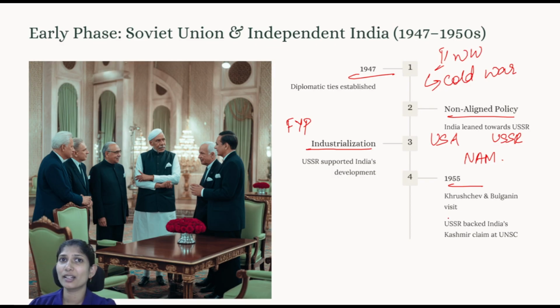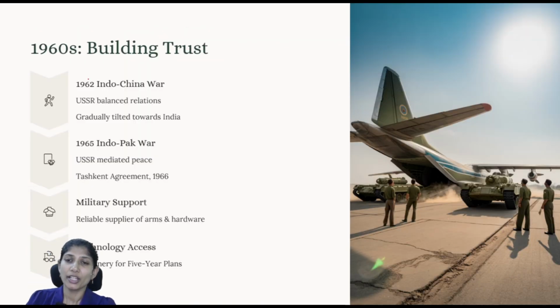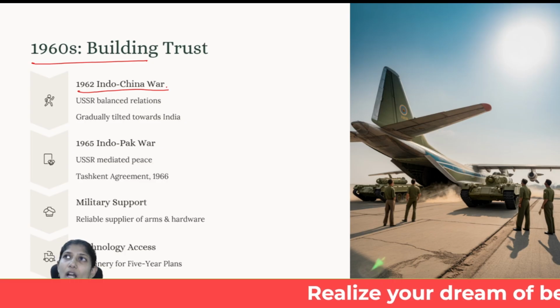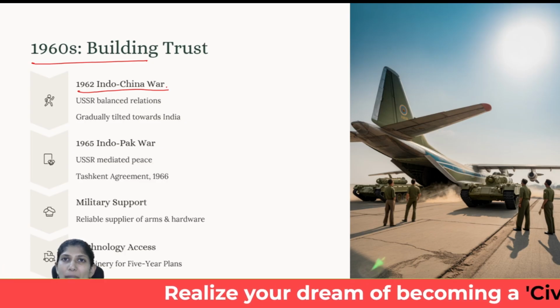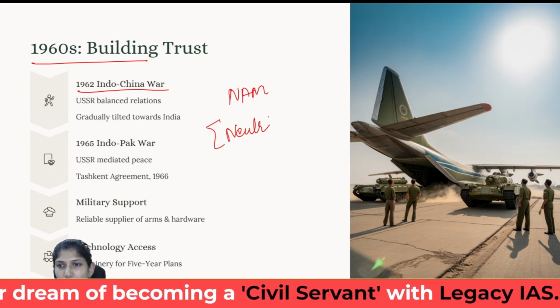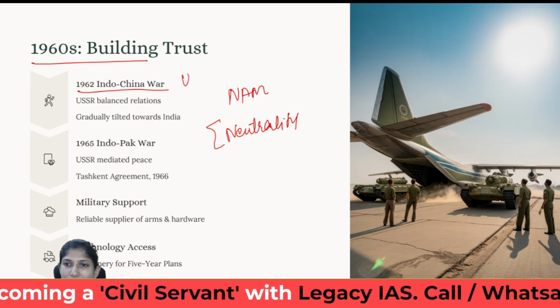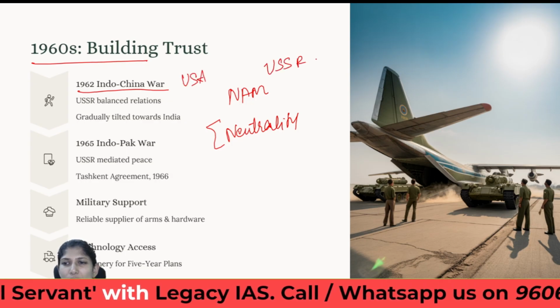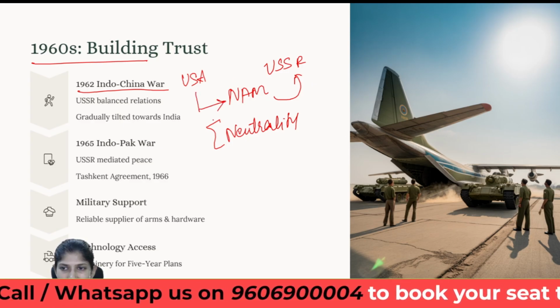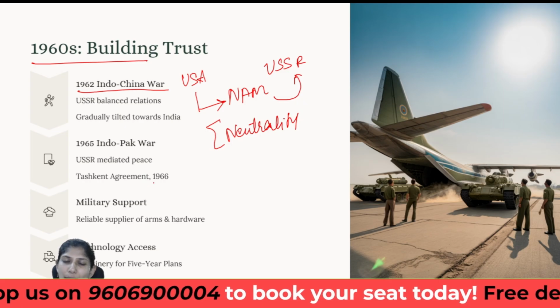where it should have been bilateral, where Pakistan kept dragging it to the international podium. USSR backed India's claim on Kashmir. If you see the 1960s decade, it is the decade of building trust, especially during the 1962 Indo-China war. Even though India had maintained the concept of neutrality between USA and USSR, we slowly were tilting towards USSR because of how the West was trying to treat us and how USSR was having our back.